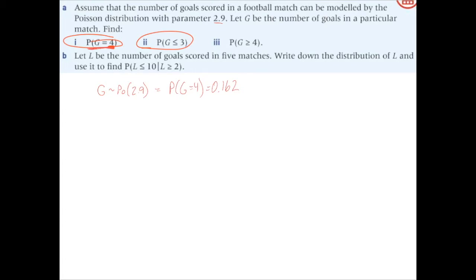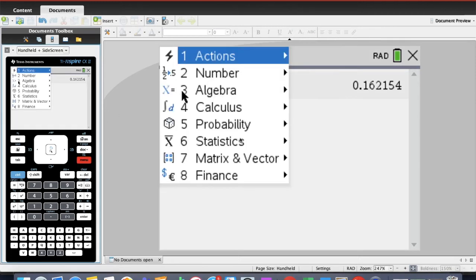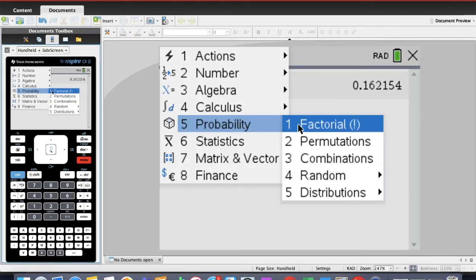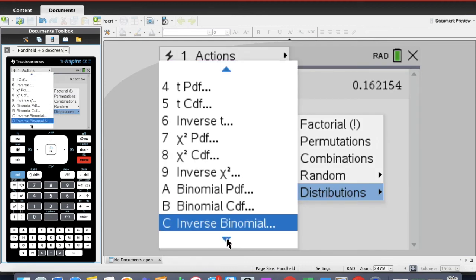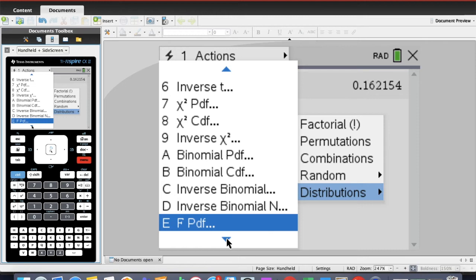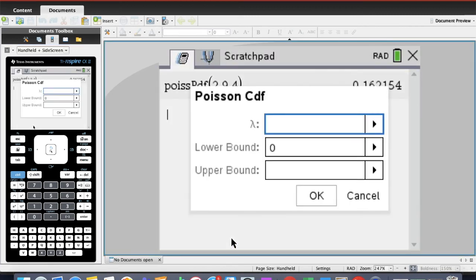So let's return to our calculator. Some of you may get familiar enough with the functions that you don't need to go into the menu anymore. You can just type it. It also works. You could go into the menu too. The next one we'll try to do differently, but here we go. If you remember the letter, you can just type in the letter on your keypad. There we go. Poisson CDF. That's what we're looking for.